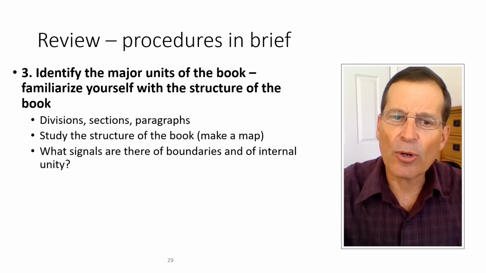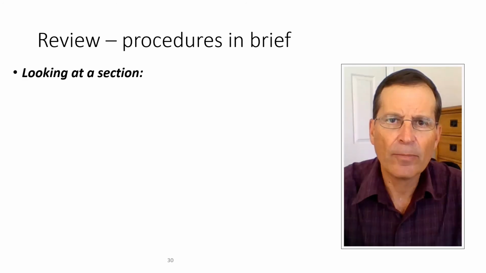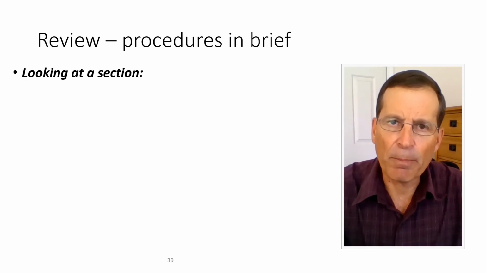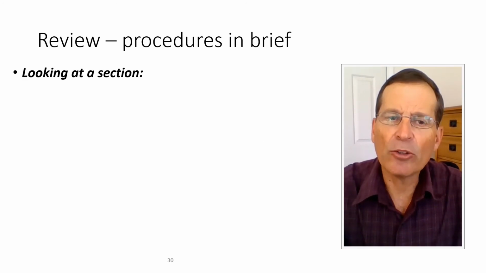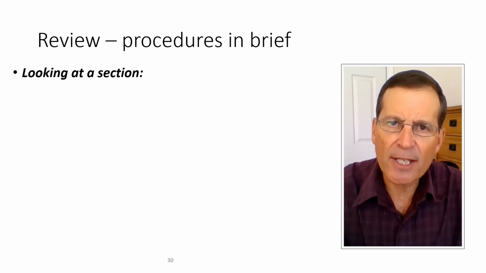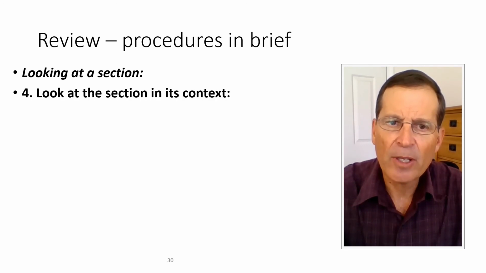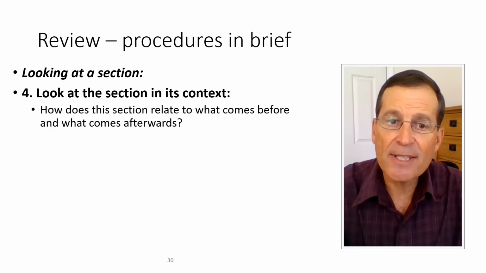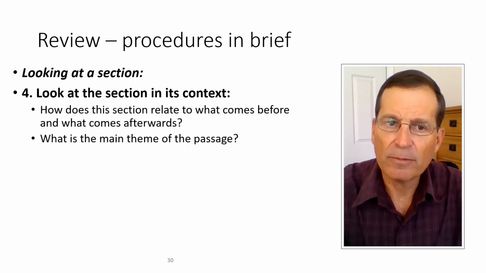What signals are there of boundaries and of internal unity? So after looking at the big picture, next we want to look at a section and focus in on the details. So look at the section in its context. How does this section relate to what comes before and what comes after? What is the main theme of the passage? What marks it as a unit?